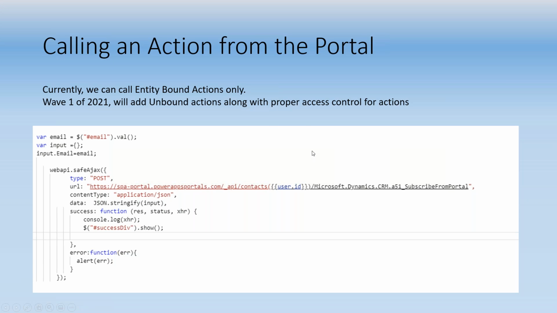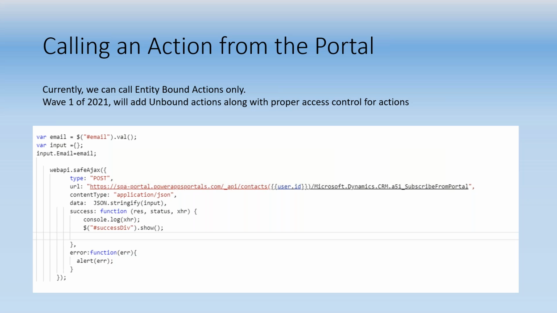Another cool thing is you can call an action from the portal. Think of this like a requirement to subscribe people into the portal, and when someone subscribes, you need to create, let's say, a subscription record in CRM, but also create a task for a specific user in CRM to follow up. You can do all of this in Web API, but if the logic changes and you say, I want to create a phone call activity instead of a task activity for a CRM user, you need to go and change the code, right?